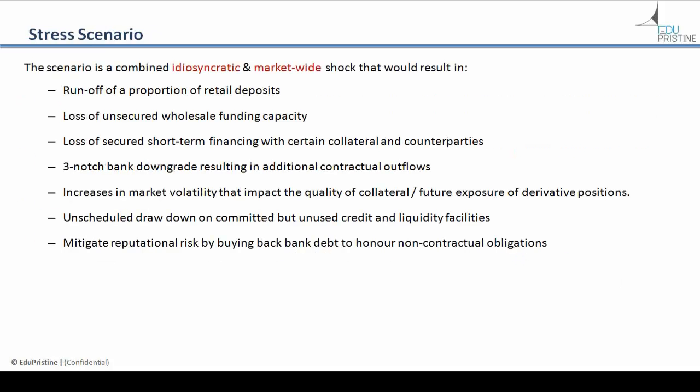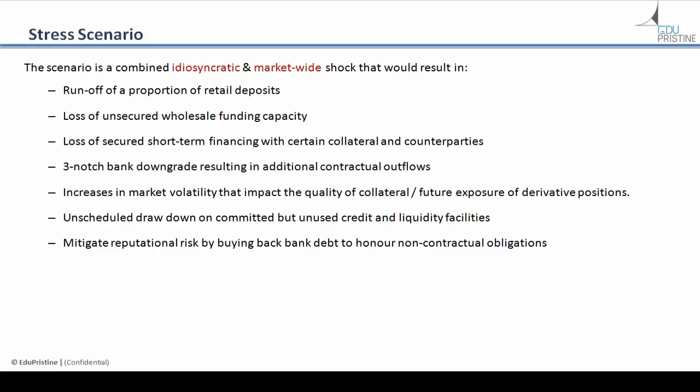As I said, the net cash outflow is based on a 30-day stress. The stress applied under Basel III is a combination of an idiosyncratic and market-wide shock, which results in a runoff for a portion of the retail deposits, the loss of unsecured wholesale funding capacity, and a loss of short-term financing with certain collateral and counterparties. One of the other scenarios is a 3-notch downgrade of the bank, on top of the contractual outflows. This increases market volatility and impacts the collateral and future exposure of derivatives. So you need to take account of that.